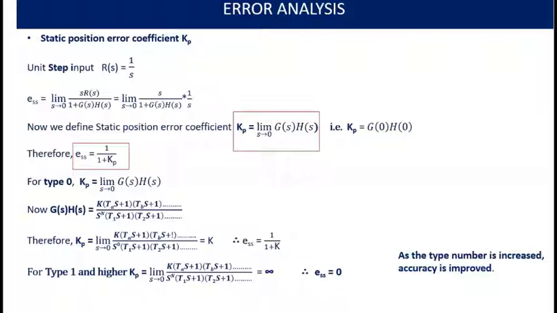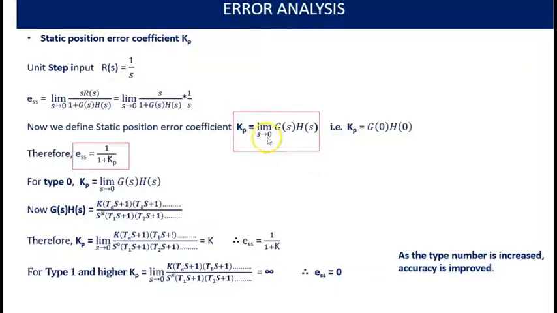Therefore, R(s) is equal to 1/s. Now, steady state error ESS is equal to limit s tends to 0 of s R(s) divided by 1 plus G(s)H(s). That is equal to limit s tends to 0 of s divided by 1 plus G(s)H(s), into 1/s, because R(s) is equal to 1/s. Now we define the static position error coefficient Kp as limit s tends to 0 of G(s)H(s).